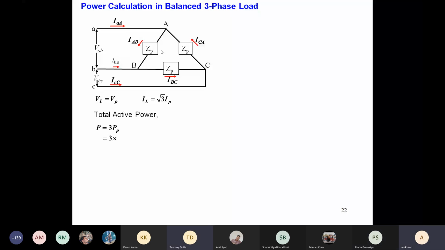Oh okay, sir, then got it. I have not shown the generator; see my title of the slide, power calculation, balanced 3-phase load. Yes, sir, got it. So the total active power is 3 into VP into IP into cos phi. So this VP here is equal to how much?